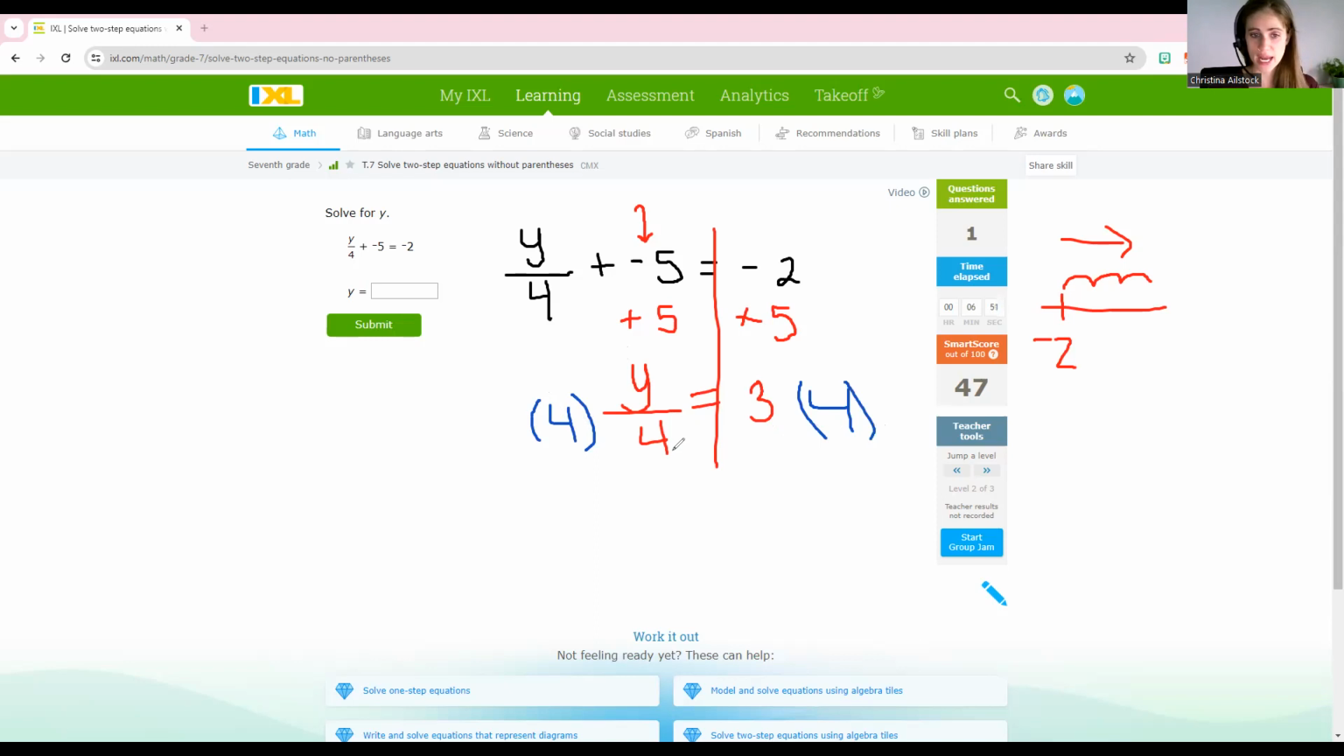And when we do that, that simplifies out to be 1, leaving us with just one single y. And then 3 times 4 is 12. And that would be our answer. All done because we figured out what y is. It's isolated and it's by itself.